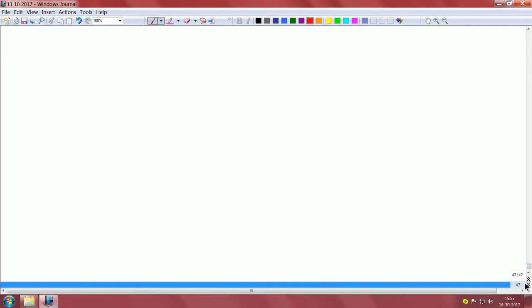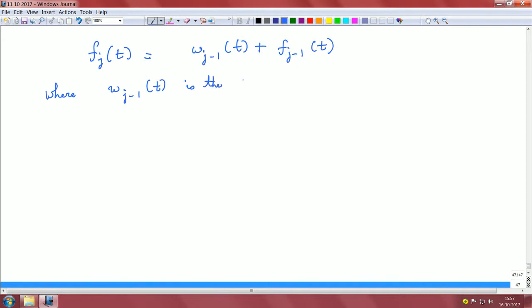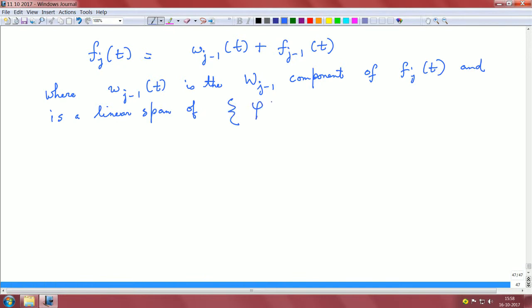Now, fj of t is basically wj minus 1 of t plus fj minus 1 of t, where wj minus 1 of t is the wj minus 1 component of fj of t, and is a linear span of psi of 2 power j minus 1 t minus k, k belonging to the set of integers.